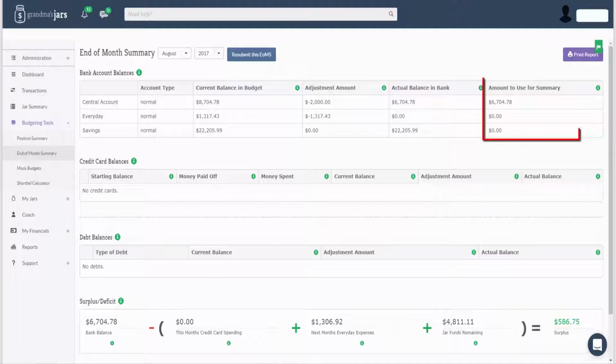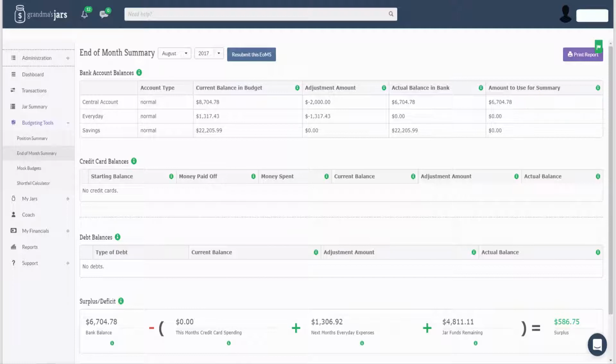This last column, the amount to use for summary column, is used to tell the budget which of these bank accounts holds the money that is sitting in our jars. So that money you have accumulated for all your future expenses, what we're identifying here is which bank account all that money is sitting in. Dean and Emma are following my recommended bank account structure, so all the money to cover the funds remaining in their jars is sitting in their central account. So I have entered the balance of their central account in this column as well.